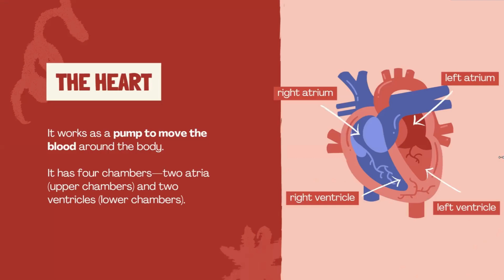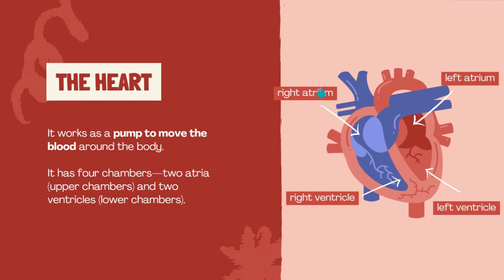What is the heart? What is the function of the heart? What is comprised in the heart? So the heart works as a pump to move blood around the body. It has 4 chambers, 2 atria, upper chambers, and 2 ventricles, lower chambers. These are the chambers of the heart.